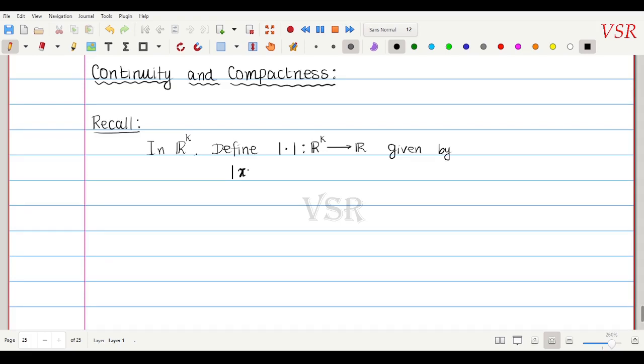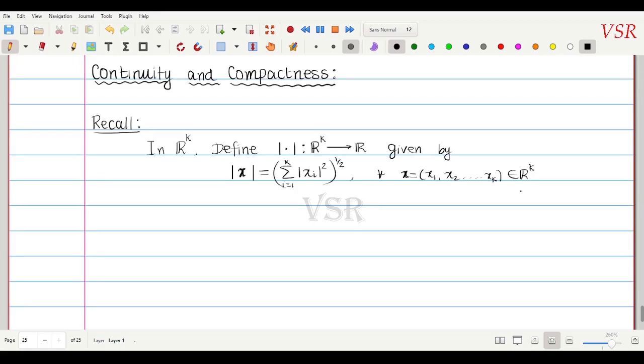Okay, because this is a vector in R power k, which is defined to be the summation i equal to 1 to k modulus of xi the whole square, the whole power 1 by 2. So this is for every x, for every x which is of the form x1, x2, ..., xk, இது R power k ல. So this is defined to be a norm function.